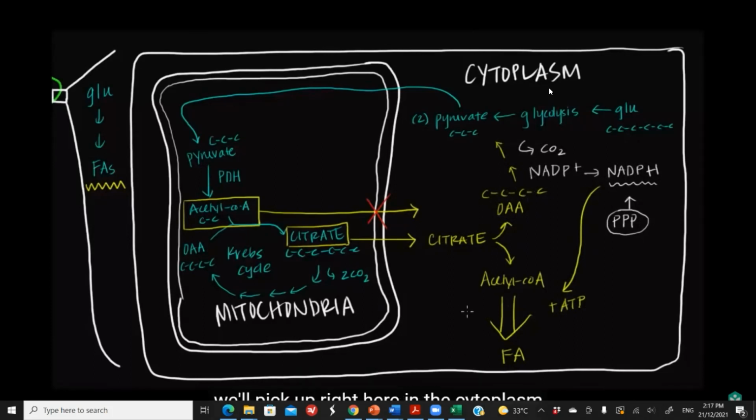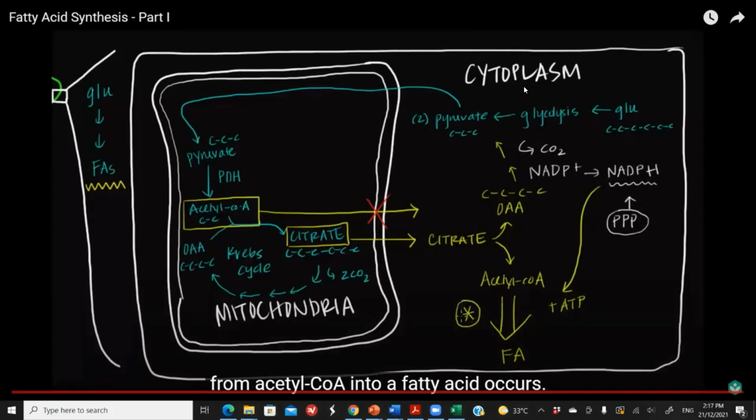In the next video, we'll pick up right here in the cytoplasm to talk about how this conversion from acetyl-CoA into a fatty acid occurs.